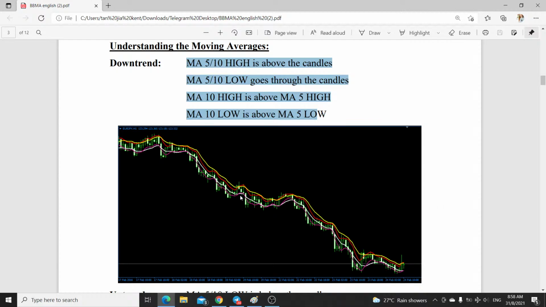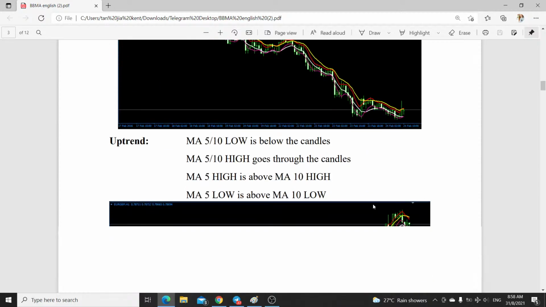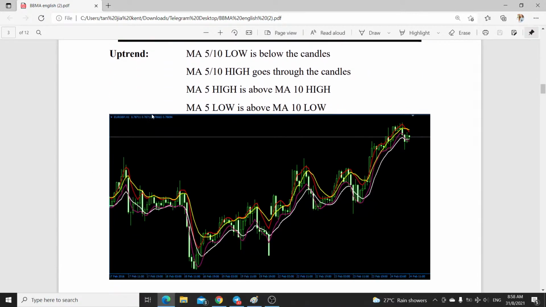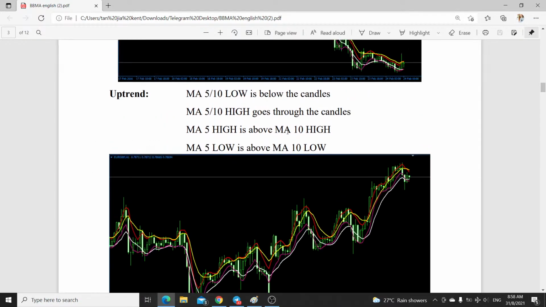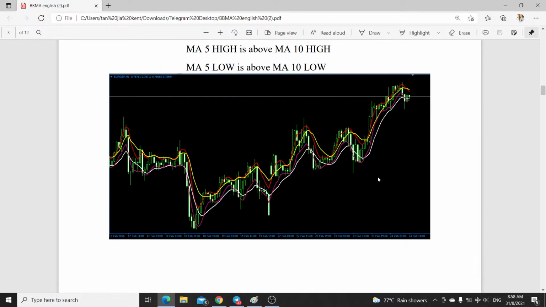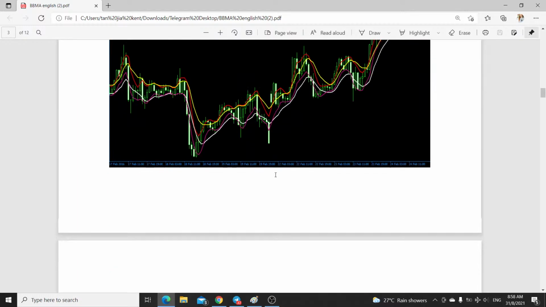So what you do is when price touches your EMA high and low in a downtrend, when price touches your high, you sell. In the uptrend, when price touches EMA low, you buy. Your trend is EMA 50. It's not this one.